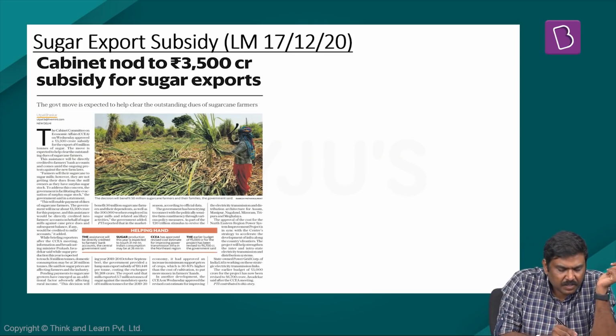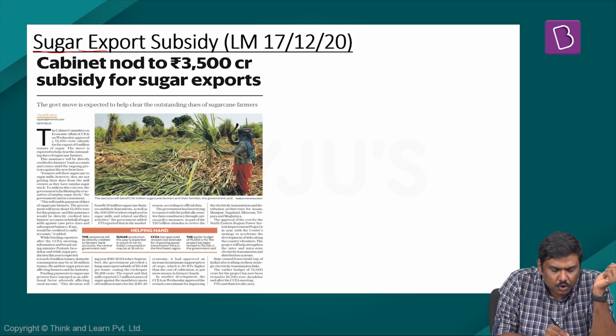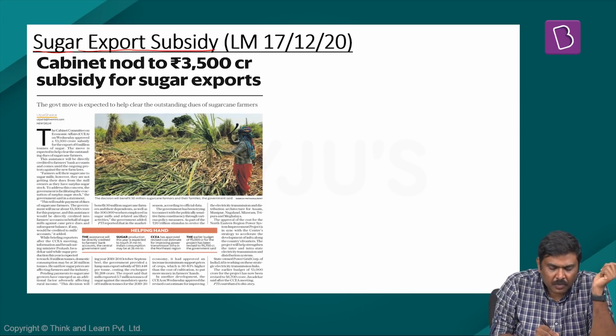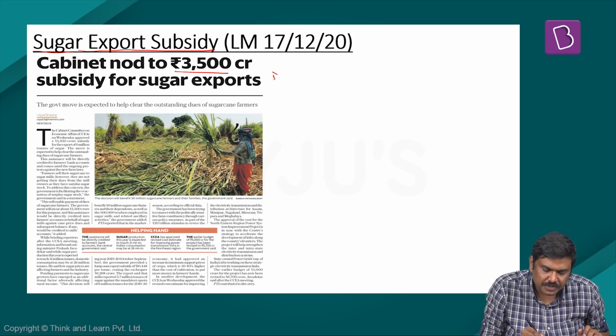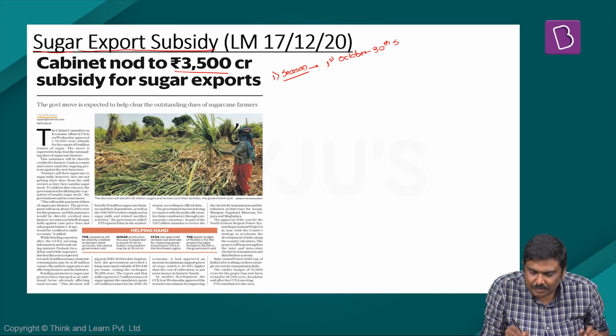The next article is with respect to the cabinet clearing a sugar export subsidy worth 3,500 crore rupees. Now first and foremost, certain very important points here. The marketing season for sugarcane starts from 1st October and ends on 30th September.